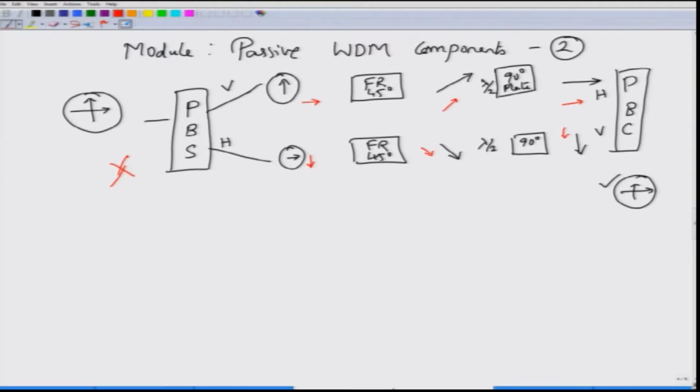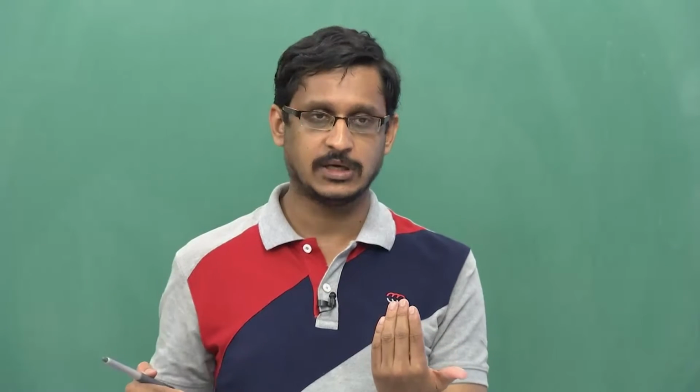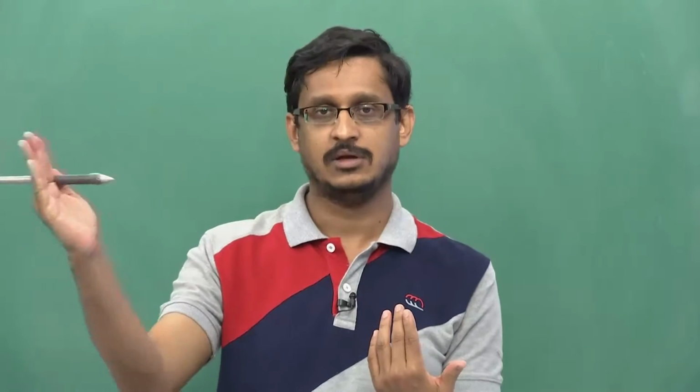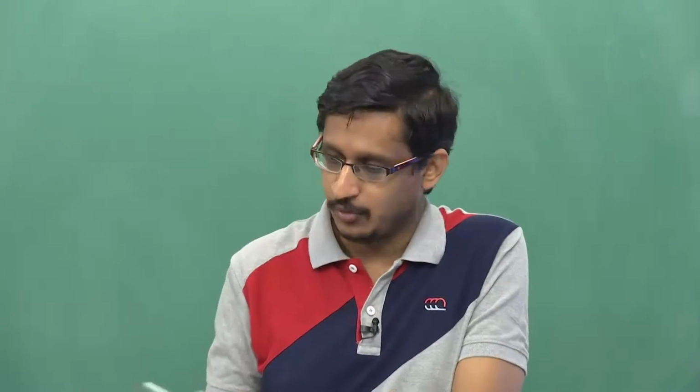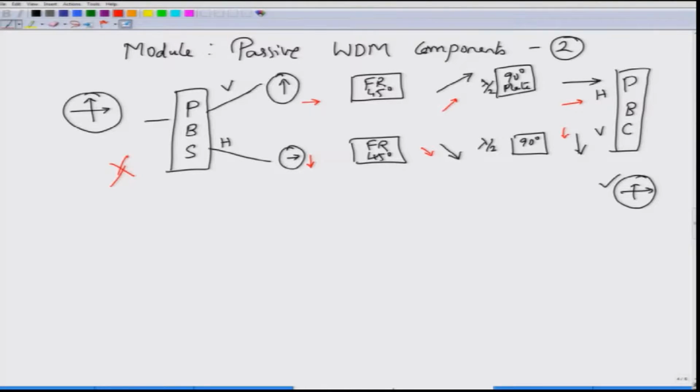So, PBS or PBC are reciprocal devices. They can split an incoming polarization into horizontal and vertical. They can also combine horizontal and vertical into a single linear polarized light. Okay. So, this is how a polarization independent isolator works.